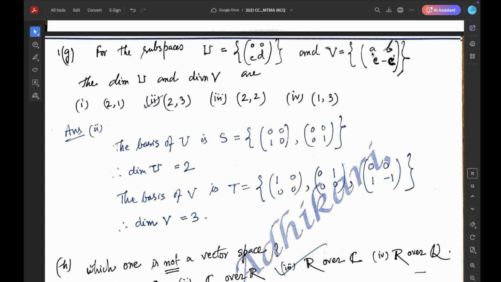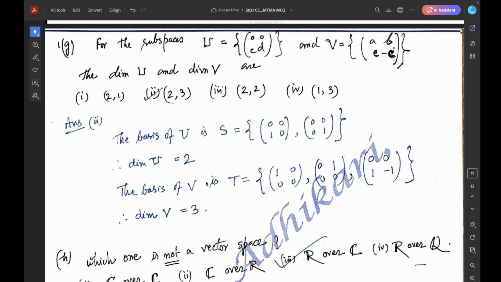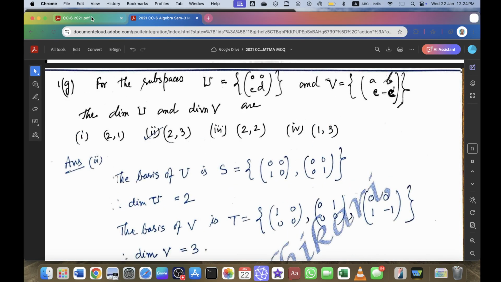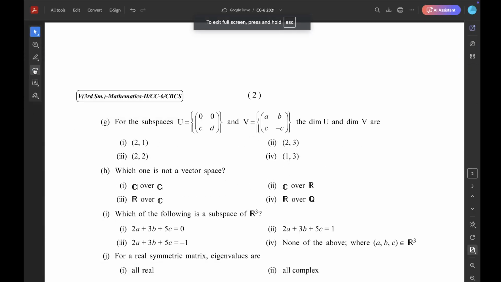And the basis of V: here there are three distinct elements A, B and C. For A we write [1, 0; 0, 0], for B put here [0, 1; 0, 0], and for C put here [0, 0; 1, minus 1]. So the dimension of V is 3. So the correct option for dimension of U and dimension of V is 2, 3. Correct option is 2.